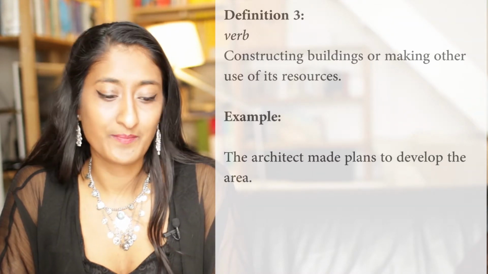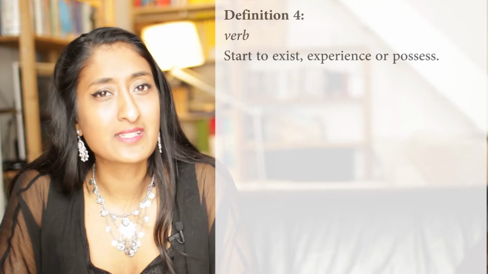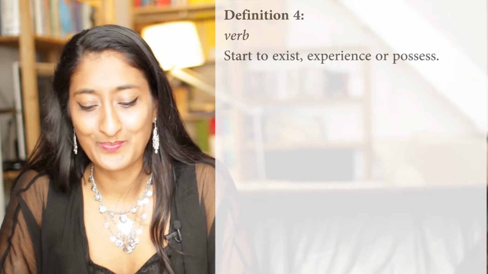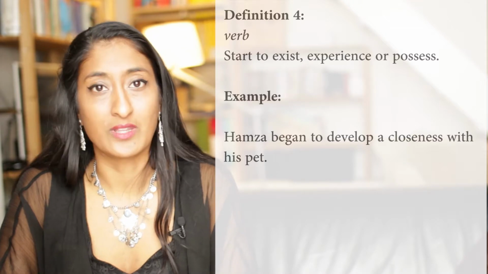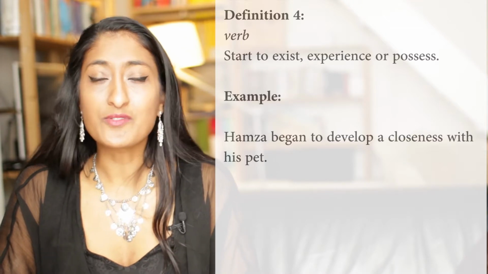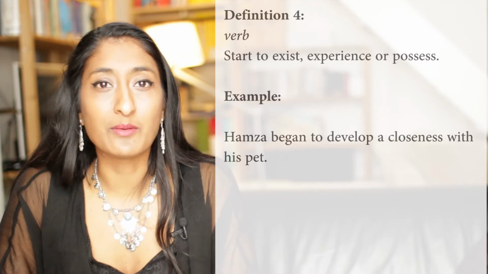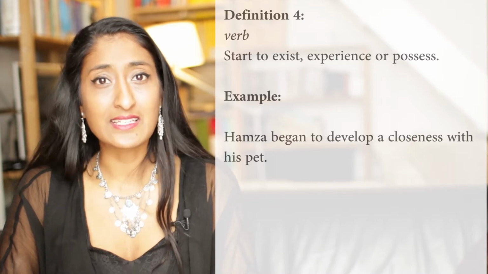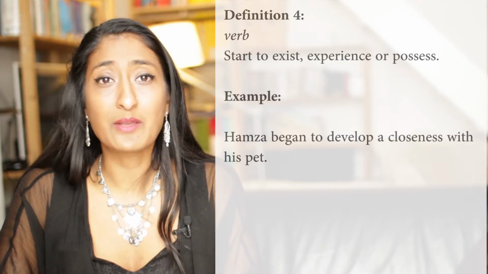Definition number 4. Start to exist, experience, or possess. Here's an example. Hamza began to develop a closeness with his pet. So when you say that somebody developed something, it can be that they developed an ability, that they suddenly somehow found out that they were able to dance.